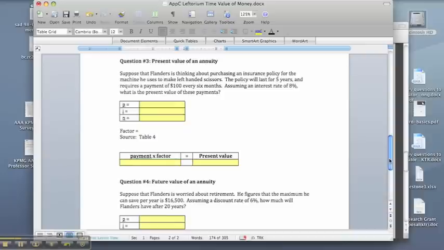So question 3 says that Flanders is trying to figure out how much a series of insurance payments made in the future is actually worth now. Now we know that the amount here is that Flanders is going to make a $100 payment every 6 months. But one of the things that can possibly come up is that payments are not made in annual increments. In this case, we have to make our payment every 6 months.